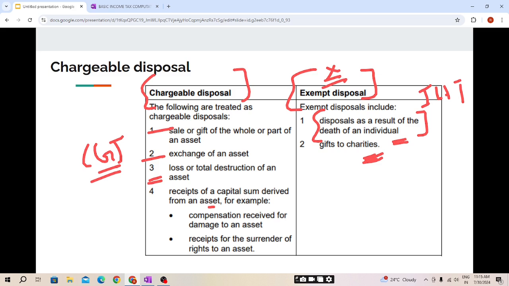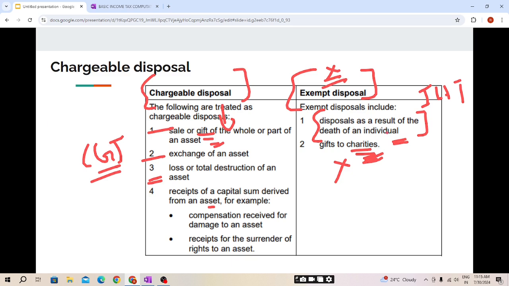If we are paying in cash, we have already covered it. If we are gifting some assets, it will come under the CGT and it will be exempt. As we have already seen, sale or gift of the whole or part of the asset is chargeable disposal, but a gift to charity is exempt, students.